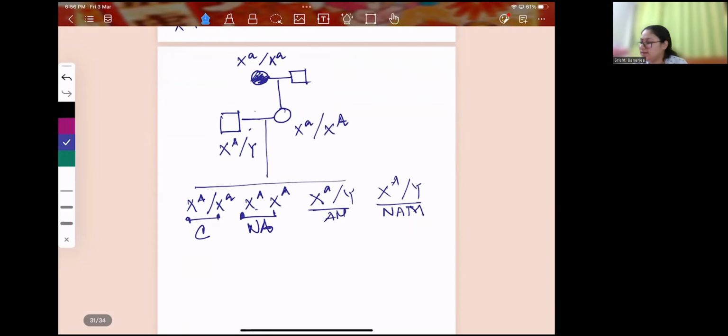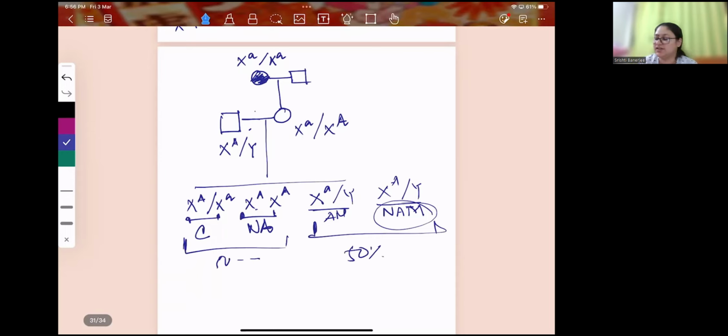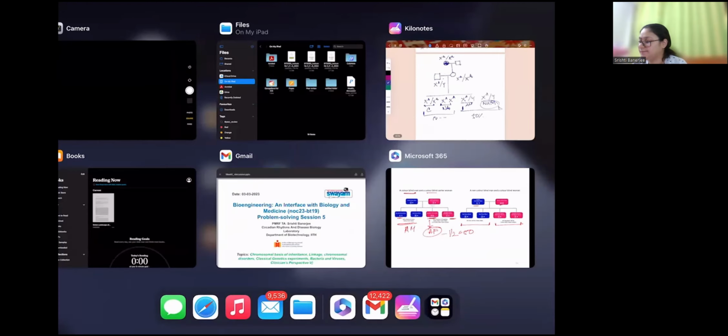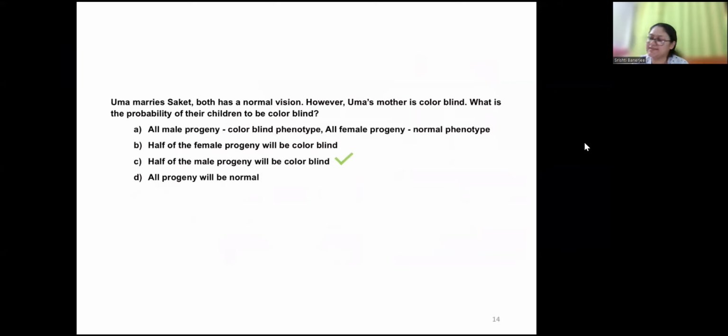Now, if we see, out of two sons, one is affected. So 50% of sons are affected, and 50% are carriers. So now let's go back and see what options we had. Yes. So all male progeny colorblind phenotype, all female normal?